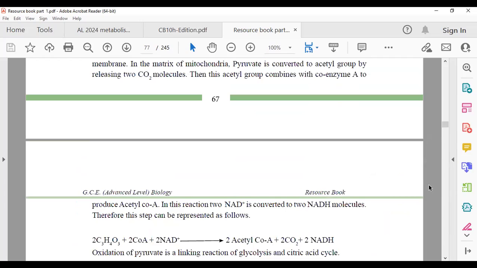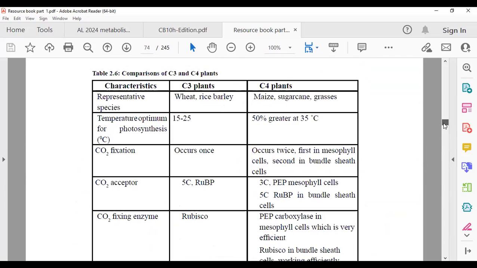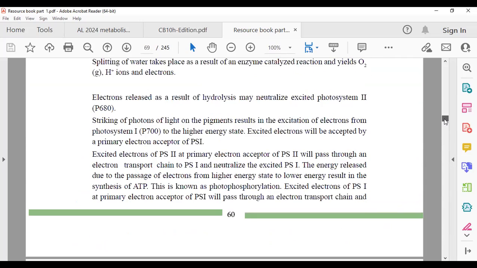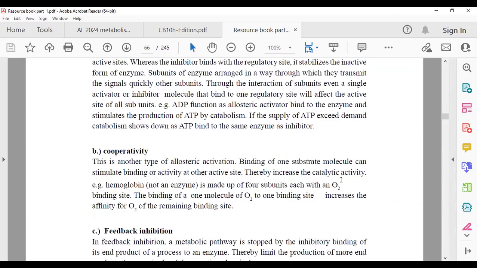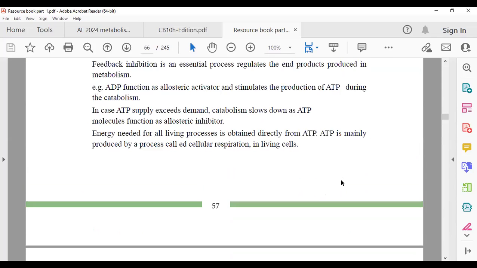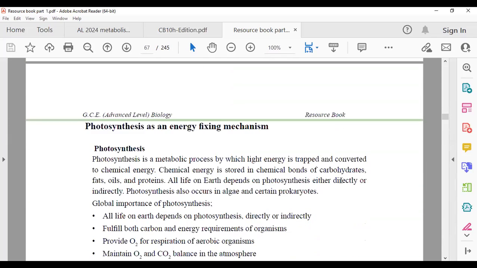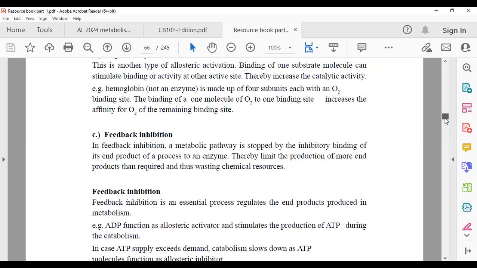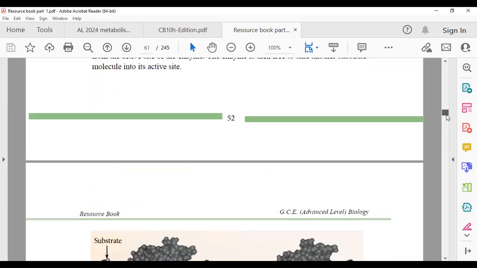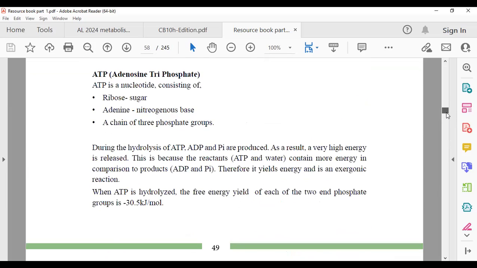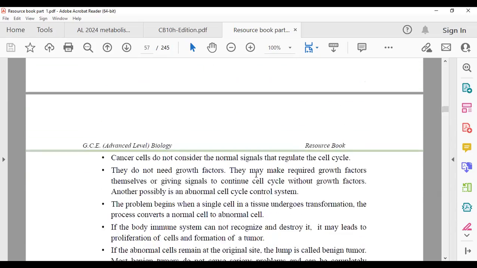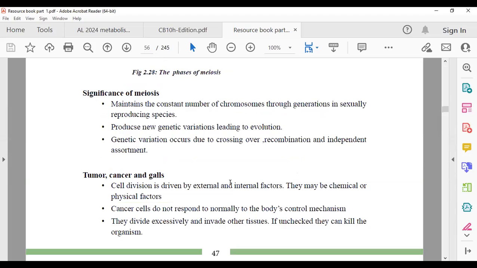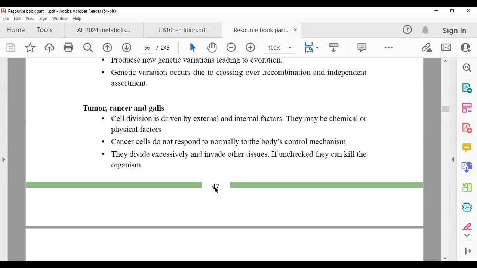Right. I have to cover hereafter photosynthesis. Enzymes are over. Photosynthesis and cellular respiration. Along with that, in the cell division, there's a small part called tumors and cancers. That portion I have to complete. Understood?